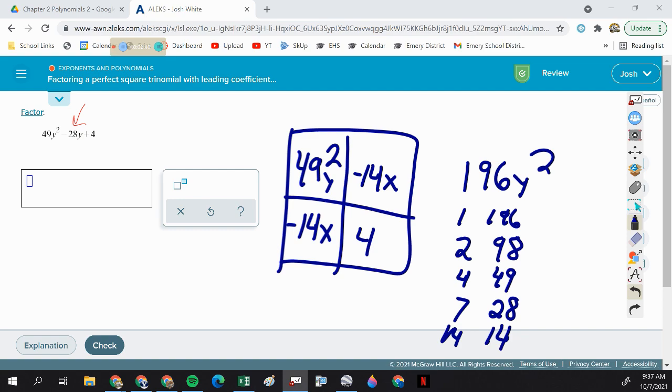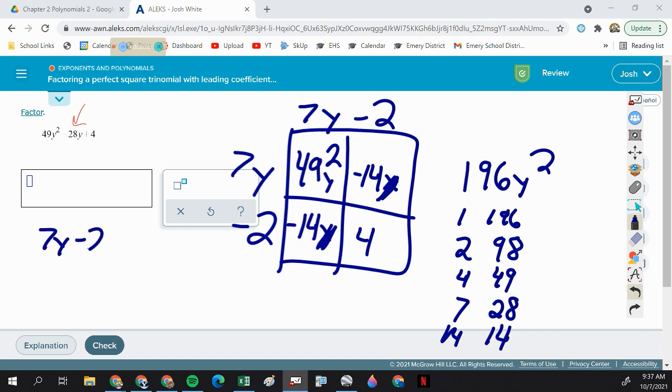What does the top row share? 7, 7y. Sorry. And if I pull out a 7 and a y, I get 7y minus 2. And if I pull out a 7y, then I get 7y minus 2. So once again, this has a duplicate factor.